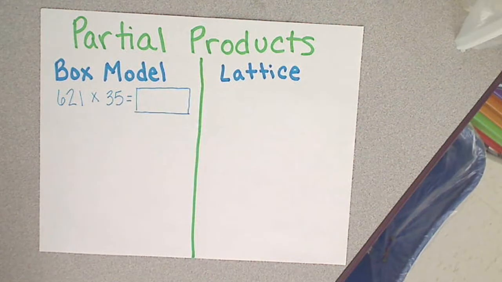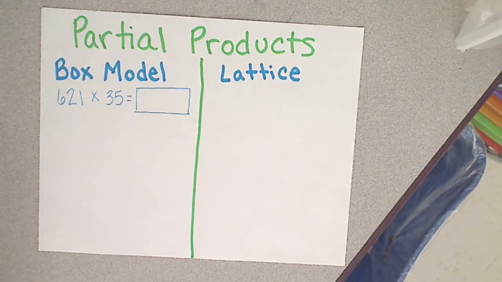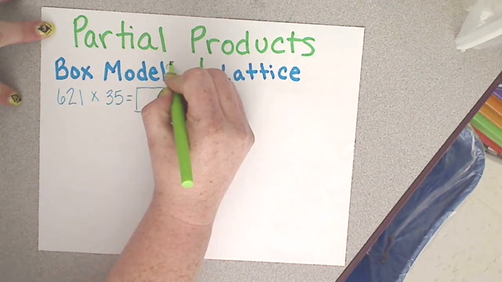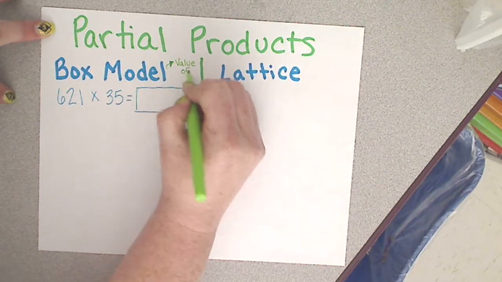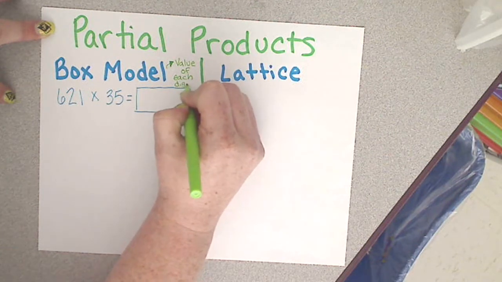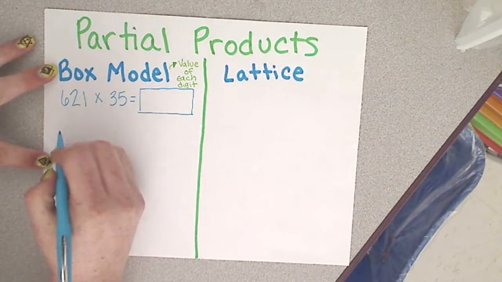And now we're going to build our box. With the box model, you are working with the value of each number. And next to it, I'm going to write box model and then an arrow that says value of each digit. And I'm writing that to remind you because of the way this has to be set up. So we're going to start with our box.